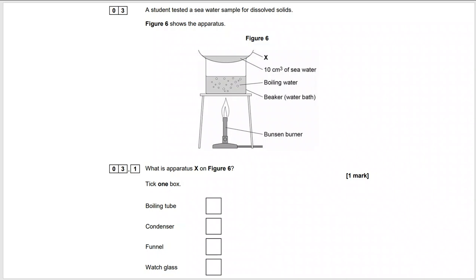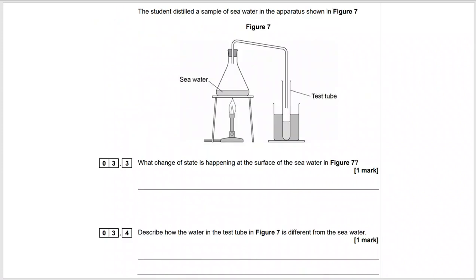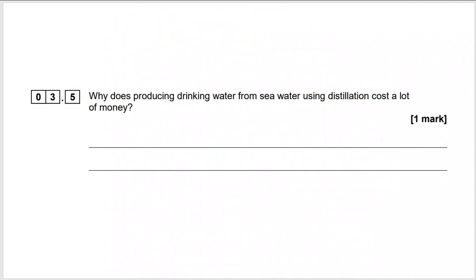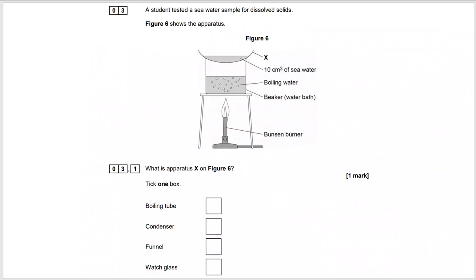So here is 3.1, 3.2, 3.3 and 3.4, 3.5, and 3.6, and there are 9 marks available in total. So let's go back to 3.1 and take a look at it.